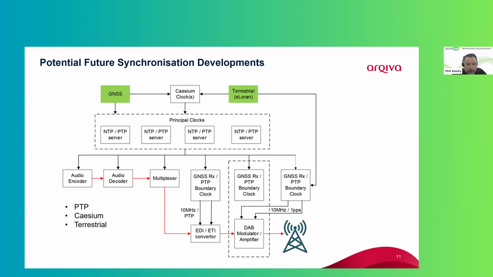And then our final thought is about terrestrial synchronization of the network. In the UK, there is some discussion of terrestrial platforms being developed, such as eLoran. Should this be developed as a platform, which is obviously outside of Arqiva, this is a kind of state level investment, then we would definitely be considering the use of eLoran to perhaps synchronize the network as an additional interface and complementary to GNSS.